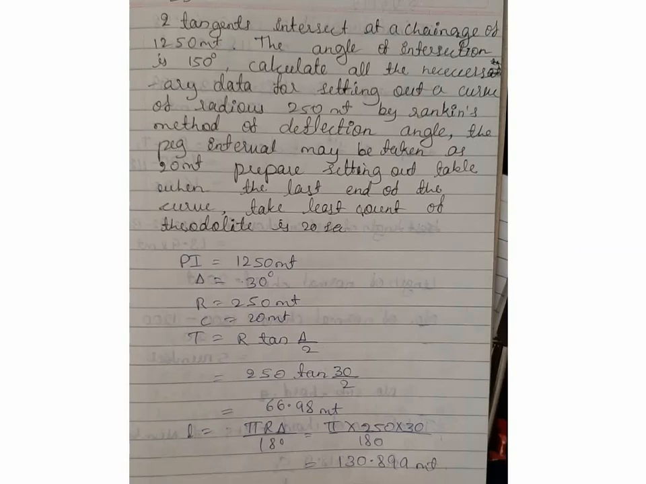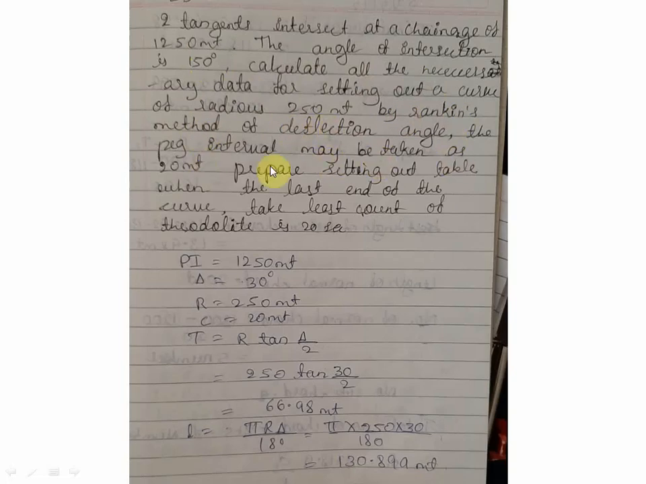So two tangents intersect at a chainage of 1250 meter. The angle of intersection is 150 degrees. That is, they have given the angle of intersection. To get the angle of deflection you need to deduct this 150 from 180 degrees. Calculate all the necessary data for setting out a curve of radius 250 meter, that is, the radius is given, by Rankine's method of deflection angle.